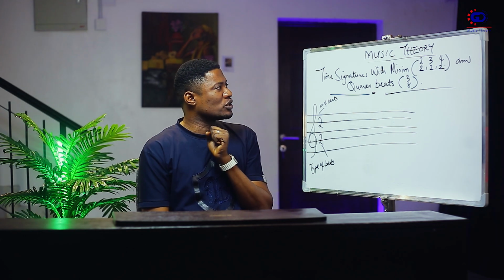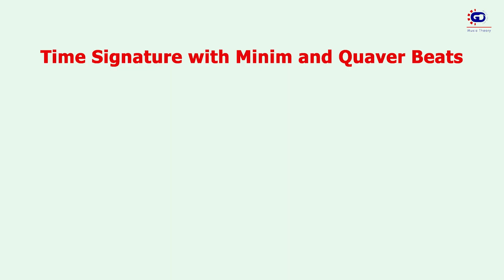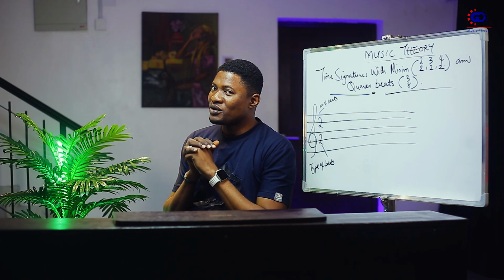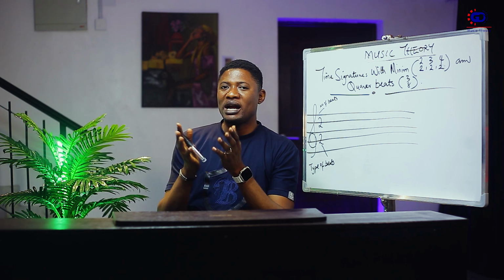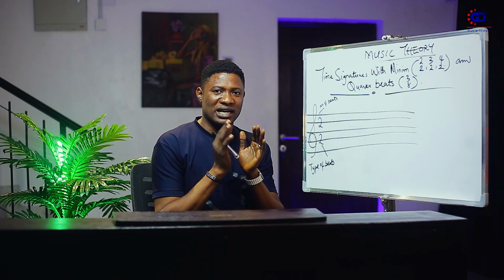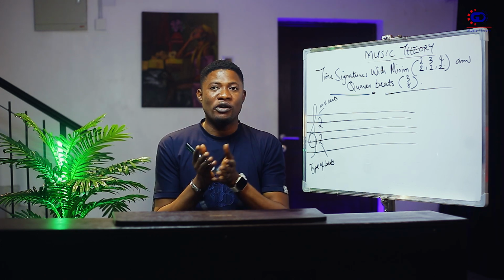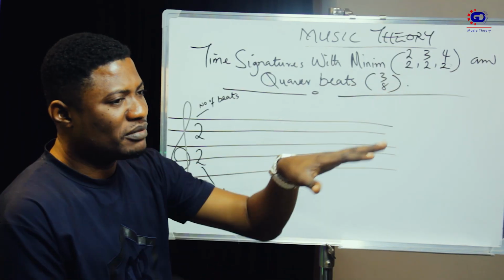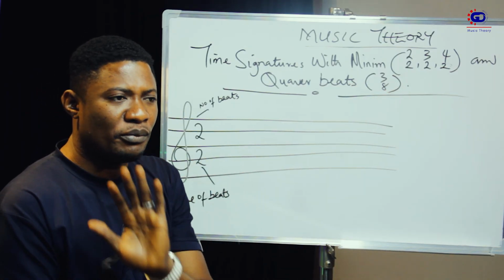In this video, we are going to learn time signatures with minim and quaver beats. The minim has 2-2, 3-2, and 4-2 time signatures, and then the quaver beat has the 3-8 time signature. In our previous video, you already learned the 2-4, 3-4, and 4-4 time signatures, where the crotchet was our denominator and it was the type of beat or a unit of beat. We are going to be learning the minim as your type of beat.